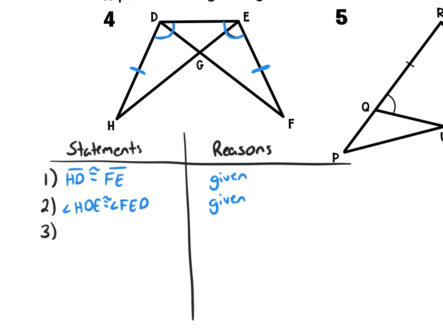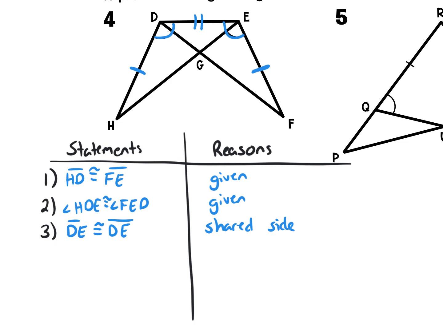What do we look for? Shared side or shared angle. What is shared with these two overlapping triangles? DE. Can I just put DE here? No, you have to use an equal sign because there's no reason. DE is congruent to DE, because we have to know what you're talking about with the side. What's the reasoning there? Shared side.